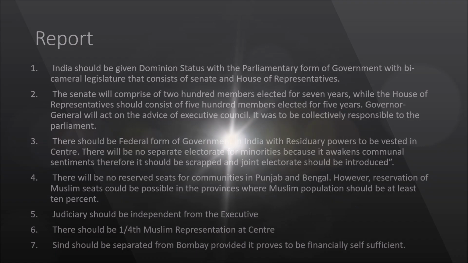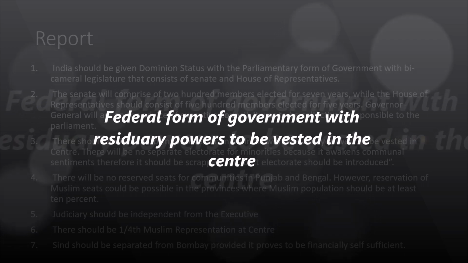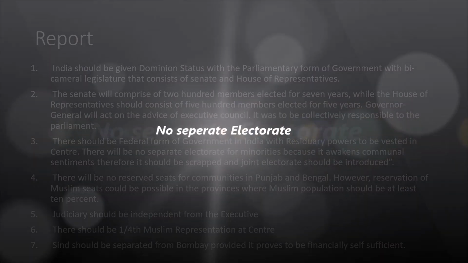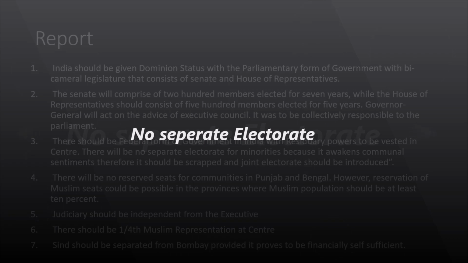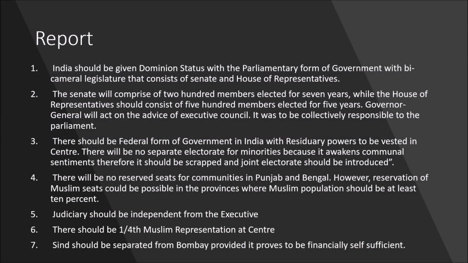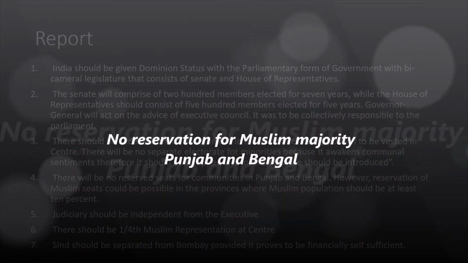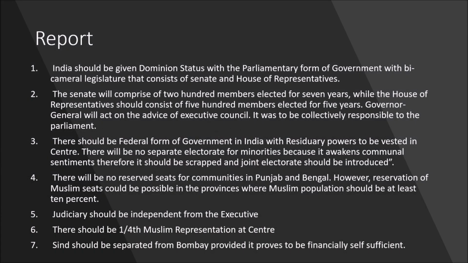Number three was that there should be a federal form of government in India with residuary powers vested in the center, and there would be no separate electorate for the minorities because it awakens communal sentiments; therefore it should be scrapped and a joint electorate should be introduced. Number four was that there should be no reserved seats for communities in Punjab and Bengal. However, a reservation of Muslim seats could be possible in the provinces where the Muslim population was less than 10%.